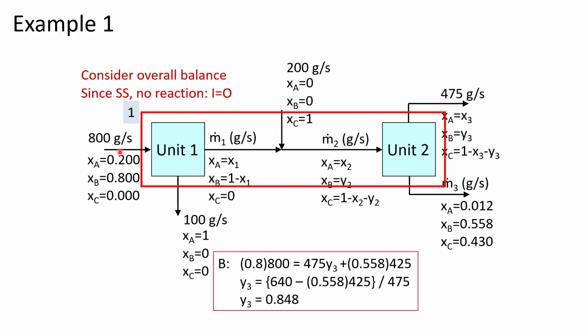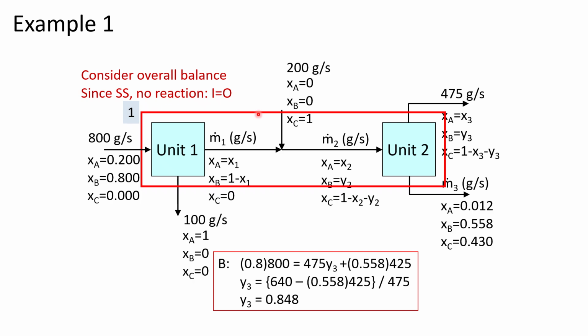So let's start with this stream that comes into unit 1 here. To determine the flow rate of B in it, we take the mass fraction of B below, which is 0.8, and multiply it by the total flow rate above, which is 800. So we take 0.8 times 800, we put that on the left-hand side of the equals in our mass balance for component B.